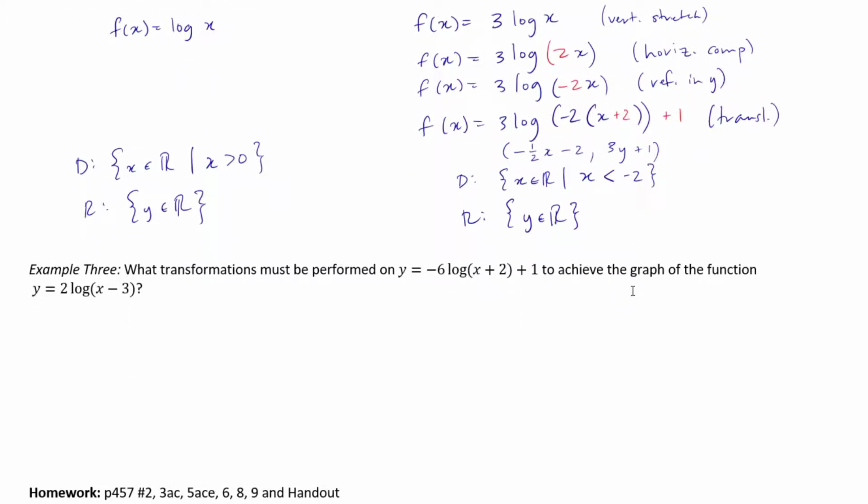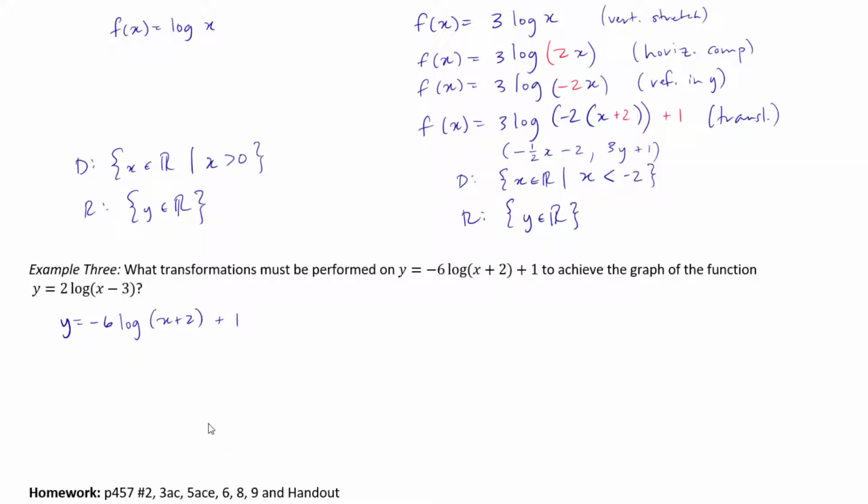Okay, let's take a look at example 3. What transformations must be performed on this function, y is equal to -6 log(x plus 2) plus 1, to achieve the graph of the function y is equal to 2 log(x minus 3), again, base 10. So what I'll do right here is I'll start with this equation. y is equal to -6 log(x plus 2), right there, plus 1.